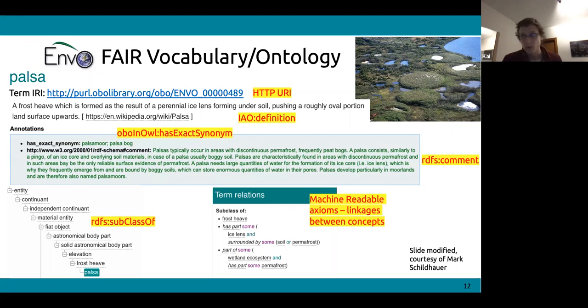You can allow people to ask questions like, I'm interested in any type of ecosystem that might be adjacent to permafrost or something along those lines. And you could discover terms like pulsa that way in a machine system. Yeah, thanks, Mark Schildhauer, for this slide.